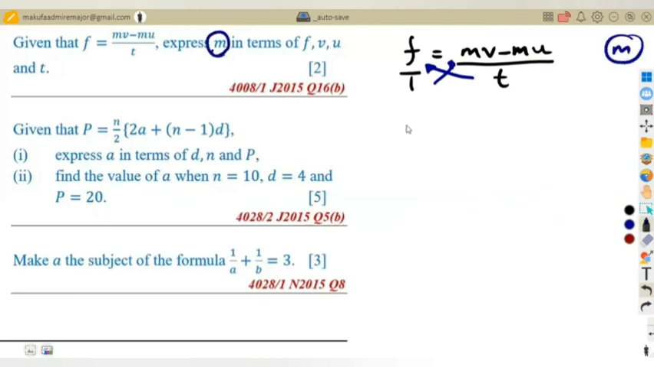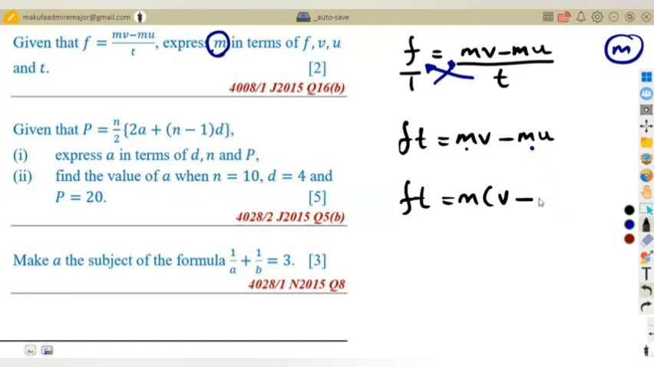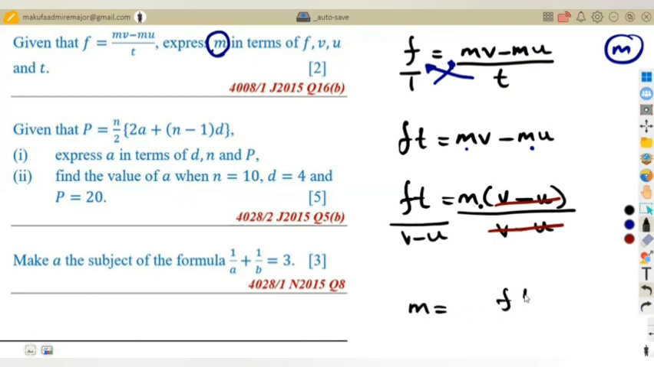So expand, we are going to have ft is equal to 1 times mv minus mu in this case. And m is common. There's m here, there's m. So we can factor out the common term, which is m. mv divided by m, that would be v. mu divided by m is going to be a u in this case. And here we are multiplying. So the only way to remove this bracket is to divide by it, the opposite of multiplying. So that means our m in this case is going to be given as ft over v minus u.